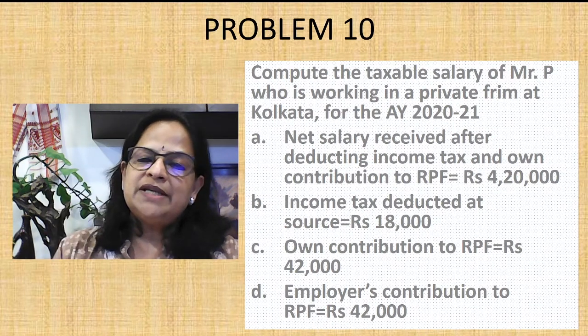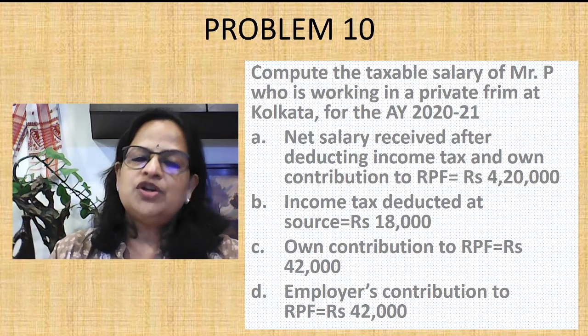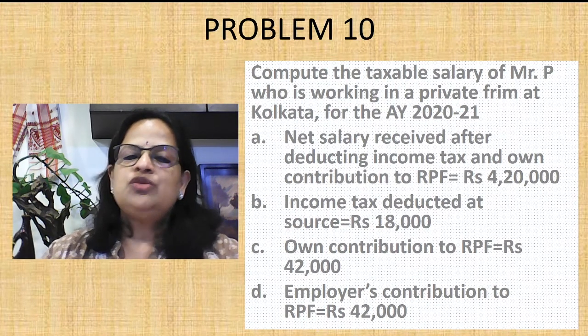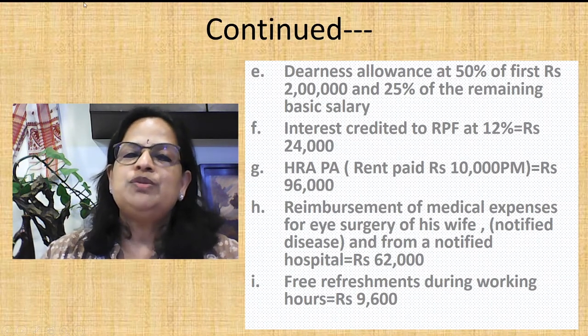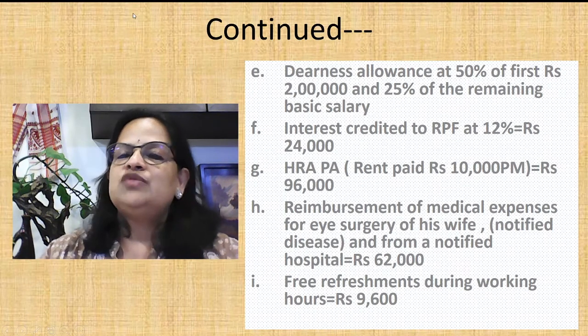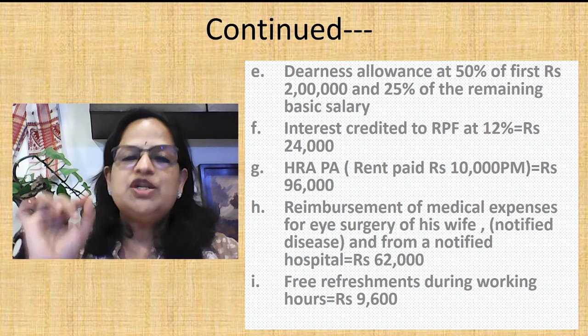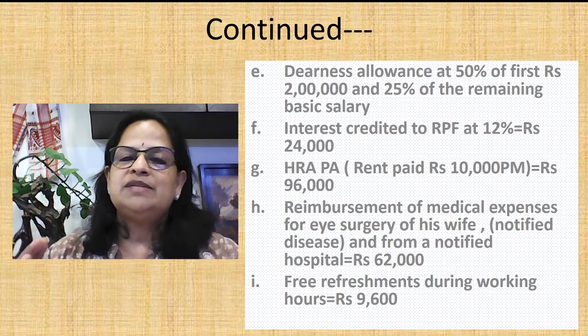Income tax deducted at source, you have to add back, 18,000. Own contribution to RPF, 42,000. Employer's contribution to RPF, 42,000. Now dearness allowance at 50% of first rupees 2 lakh and 25% of remaining basic salary. So first you have to calculate the basic salary. Now interest credited to RPF at 12%, definitely taxable because above 9.5% is taxable.